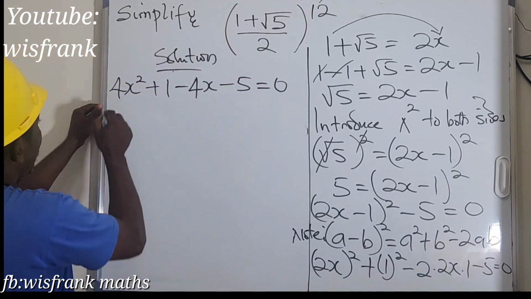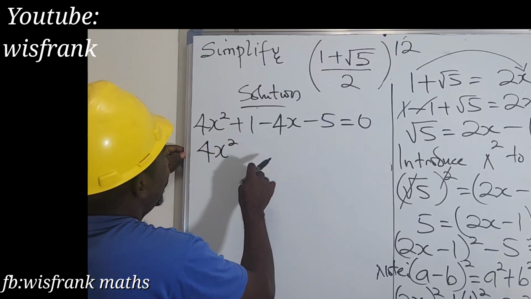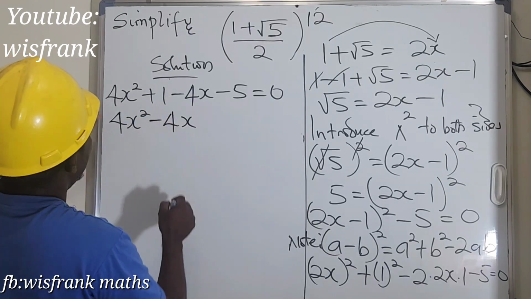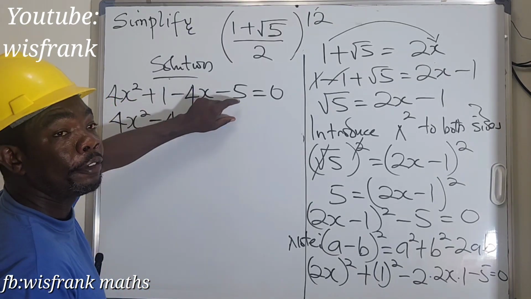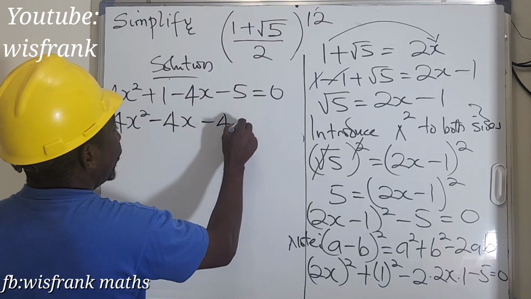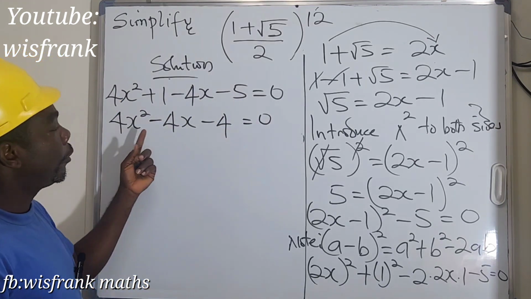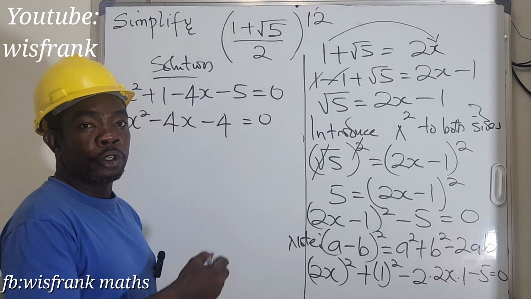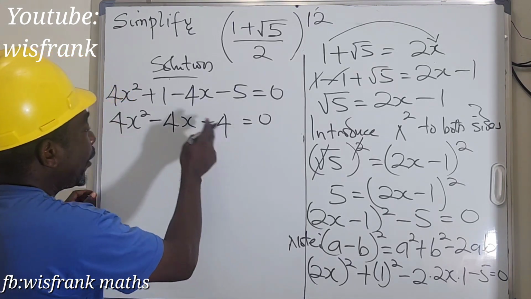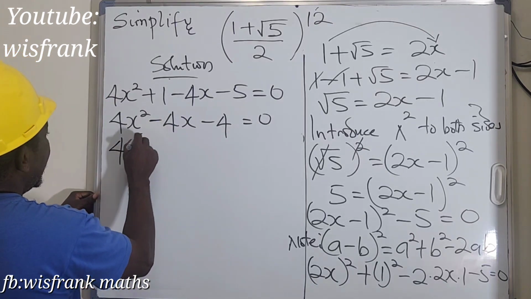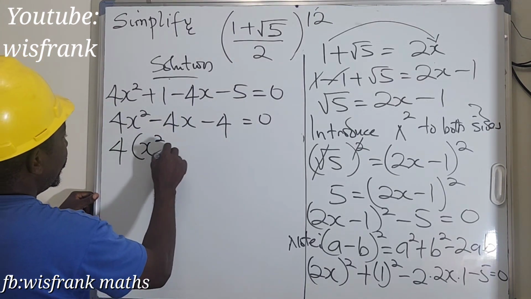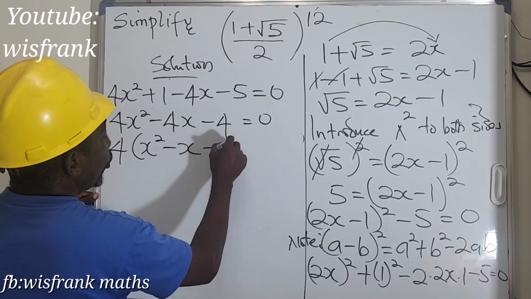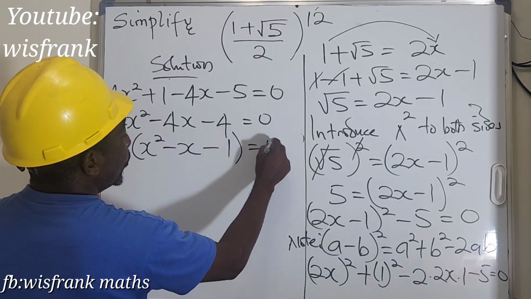We bring down minus 5 here. So this will become 4x to the power of 2, then we have minus 4x, then 1 minus 5 will give us minus 4 equals 0. We have 4, 4, 4, so 4 is a common factor to each of them. So we will factor it out. So we have 4 into (x to the power of 2 minus x minus 1) equals 0.